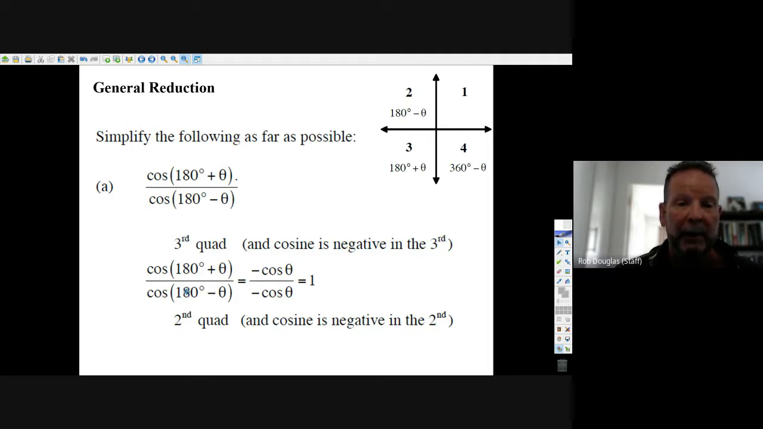Now, the cosine of 180 minus theta, well, there's 180 degrees, and negative you bend clockwise. So you'd be in the second quadrant. You really have to know this kind of thing. This 180 minus theta is in the second quadrant, but cosine's negative there as well. So what you've got is negative cosine theta divided by negative cosine theta, and any negative divided by a negative is positive, and anything divided by itself is 1. Let's look at another question.